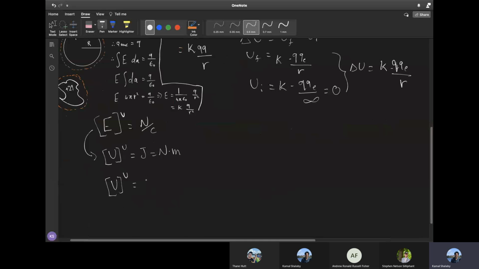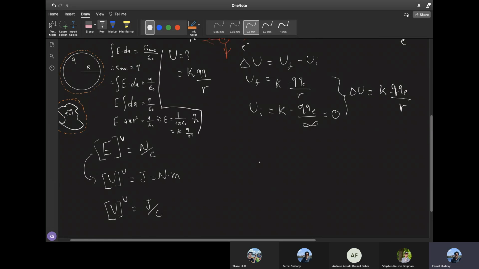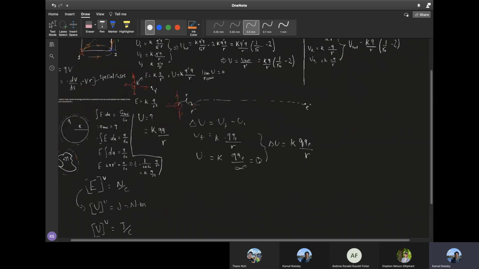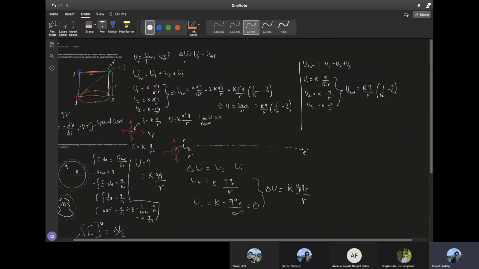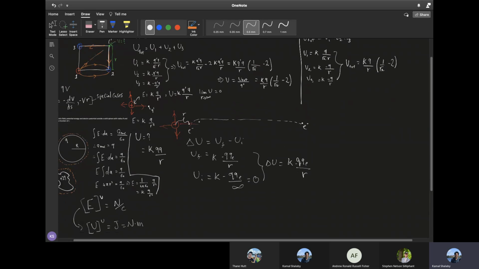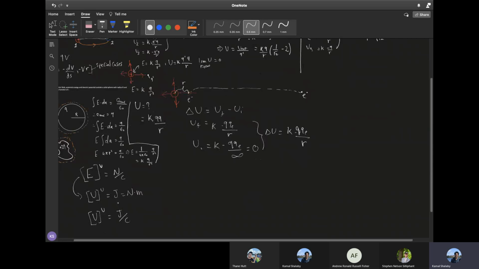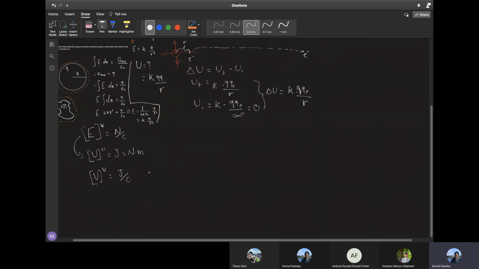Because if you remember what we did before, we had the U and we divided by Q, a charge. So it's going to be joules per coulomb, which means how much energy it takes to move 1 coulomb. So let's go to the next example, for instance.